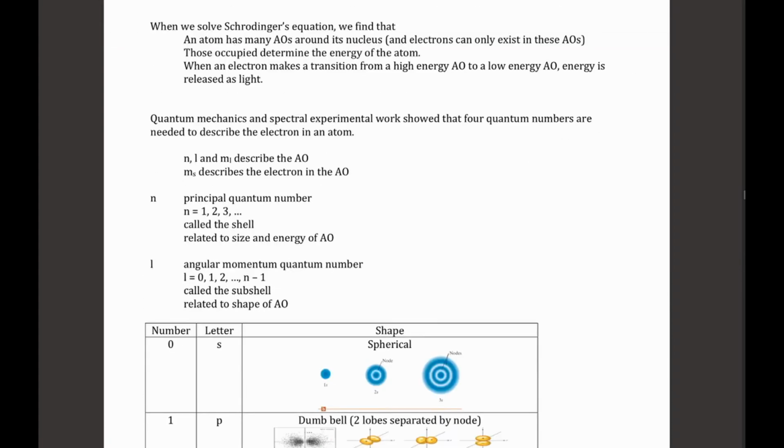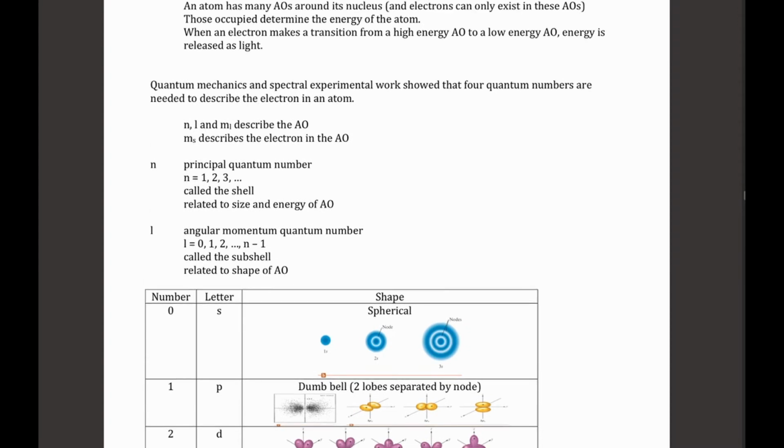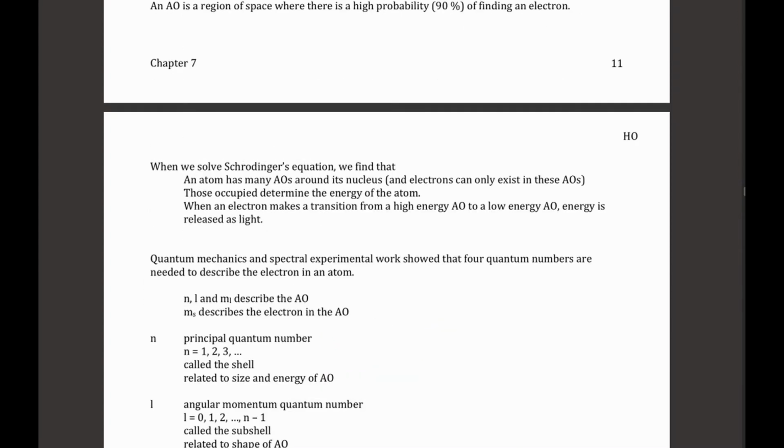When we solve Schrödinger's equation, we find that an atom has many atomic orbitals around its nucleus, and electrons can only exist in these atomic orbitals. Those occupied determine the energy of the atom, and when an electron makes a transition from a high energy atomic orbital to a low energy atomic orbital, energy is released as light.